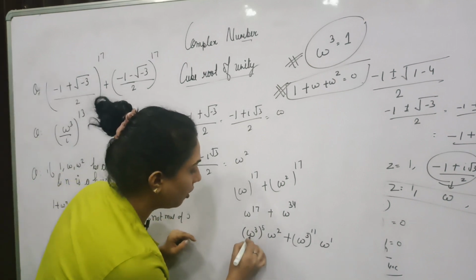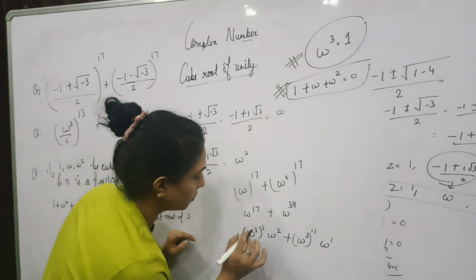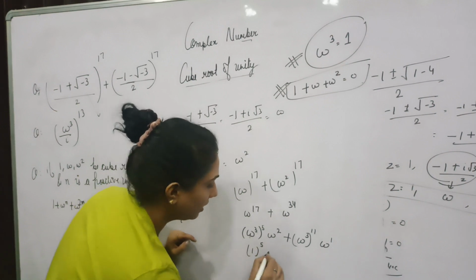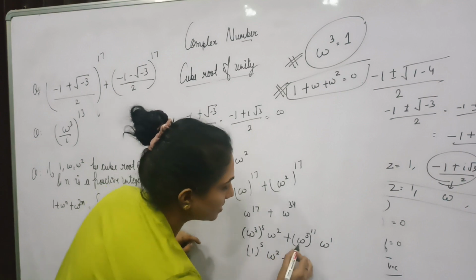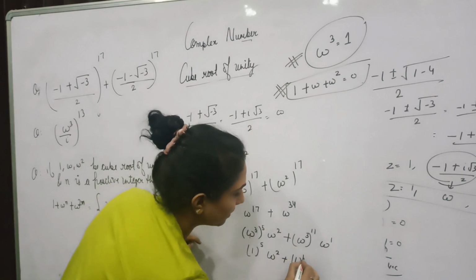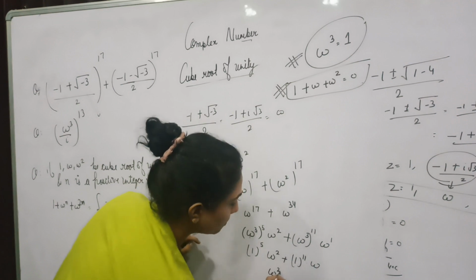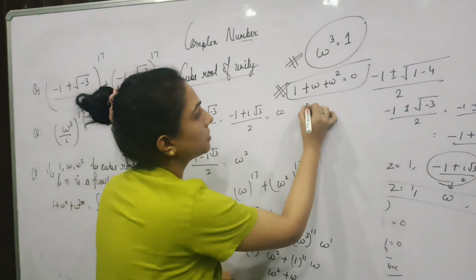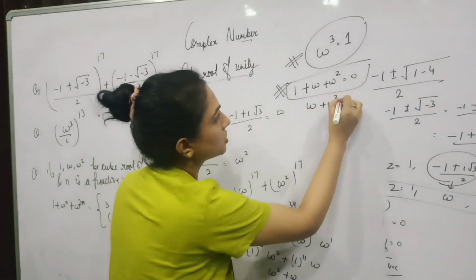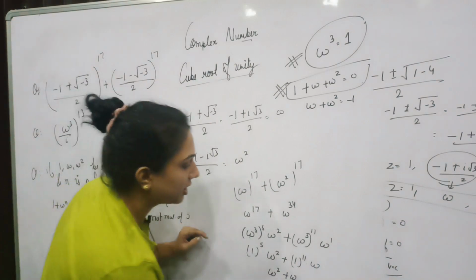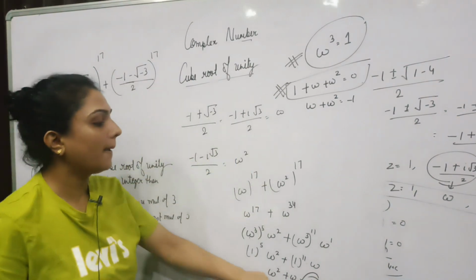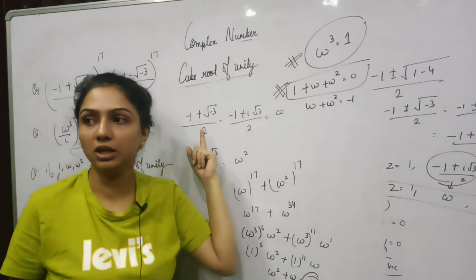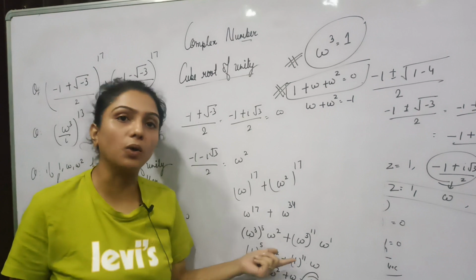So omega cube is equal to 1. That raised to power 5 is again 1. Omega square plus this, again 1 raised to power 11 into omega. We get omega square plus omega. Do you know what omega square plus omega is? From this equation we get omega plus omega square is equal to minus 1. So the value of this equation is equal to minus 1. This is our first question. Solution of first question is minus 1.